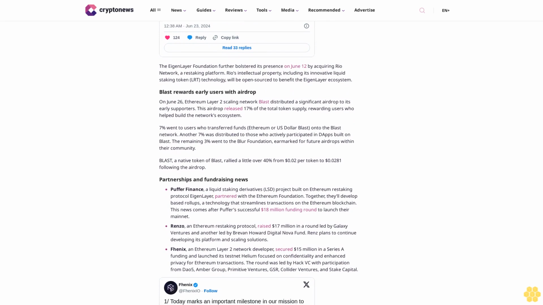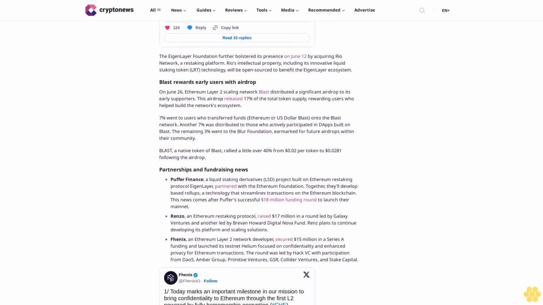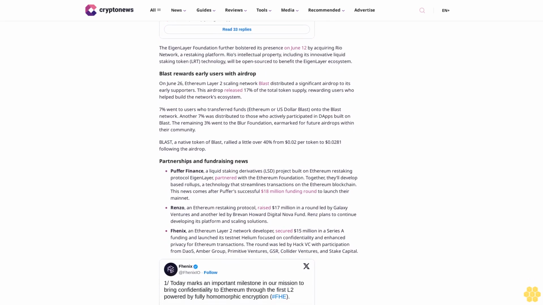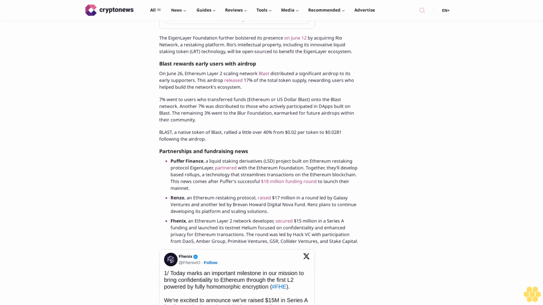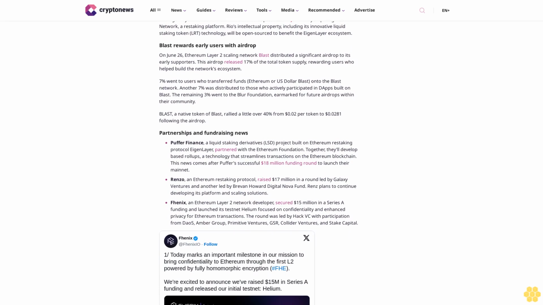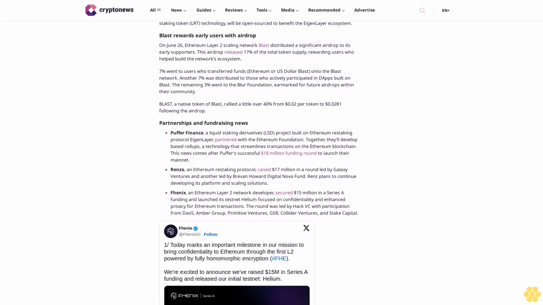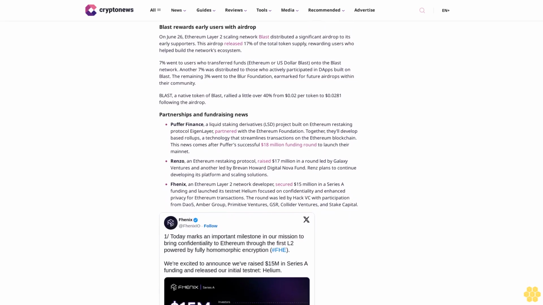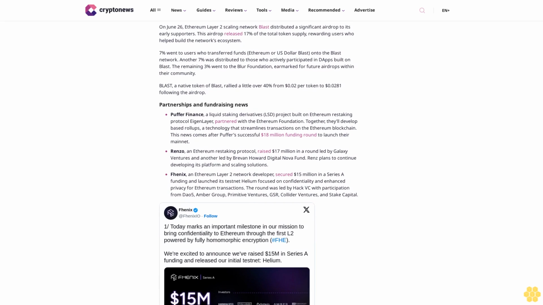The EigenLayer Foundation further bolstered its presence on June 12 by acquiring Rio Network, a restaking platform. Rio's intellectual property, including its innovative liquid staking token technology, will be open-sourced to benefit the EigenLayer ecosystem.